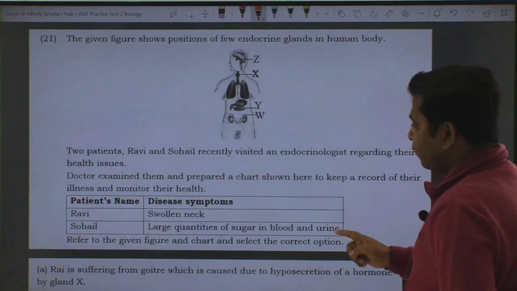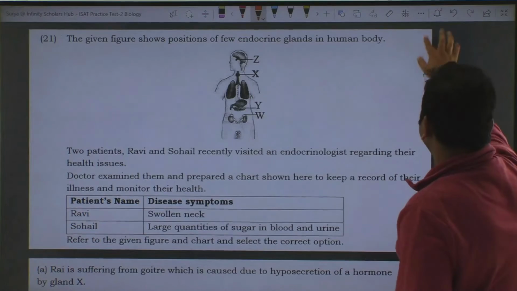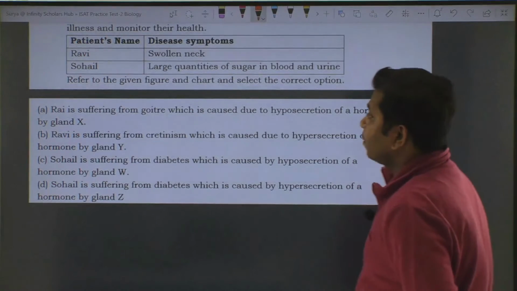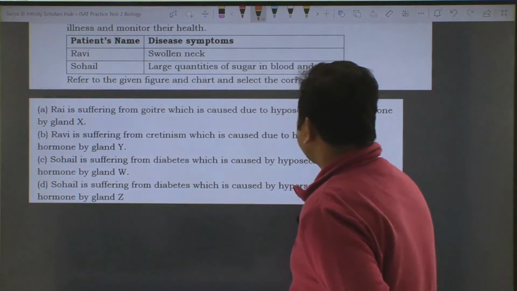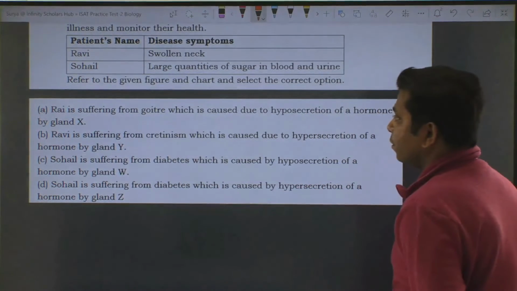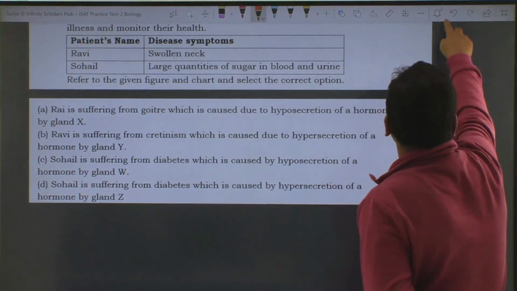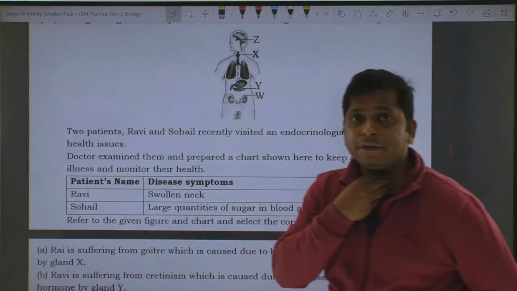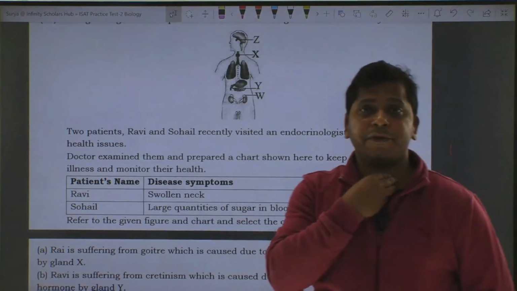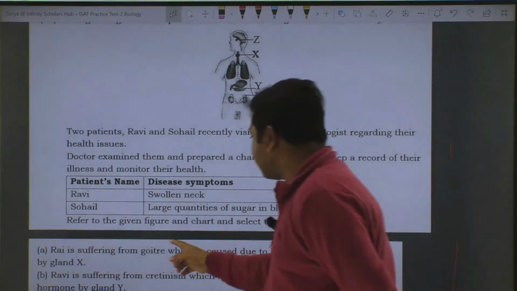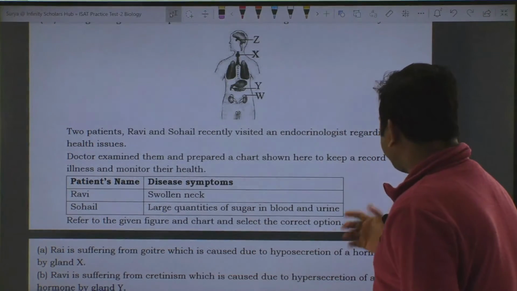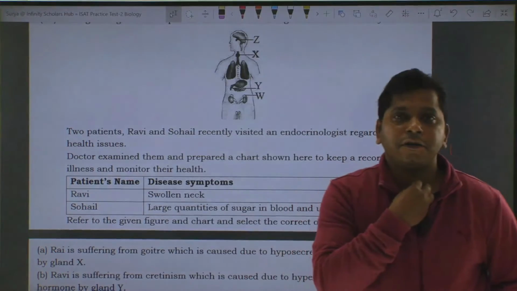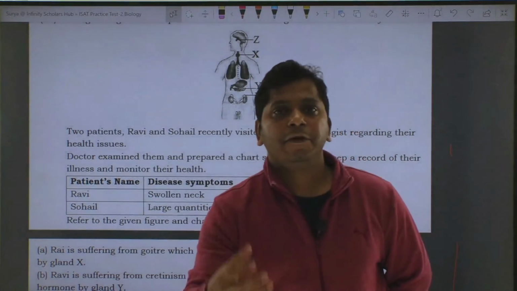So refer to the given figure and chart and select the correct option. You will have to find out the correct option from the 4 choices. Ravi is suffering from goiter, which is caused due to hypersecretion of a hormone by gland X. So what is gland X? Where is gland X present? The gland X is present here. This is the thyroid gland which is present at the base of the neck. Yes, this option is correct, because hypersecretion of thyroid hormone will lead to the development of this disease goiter.